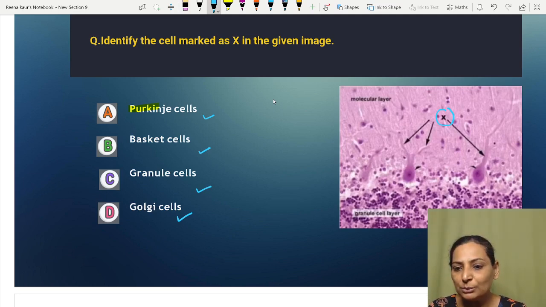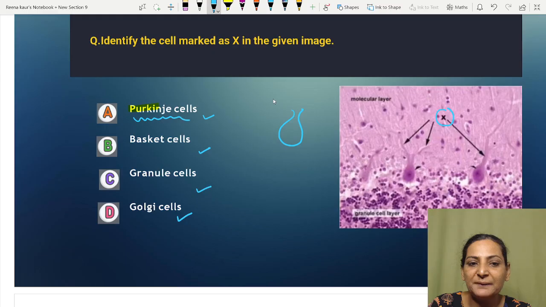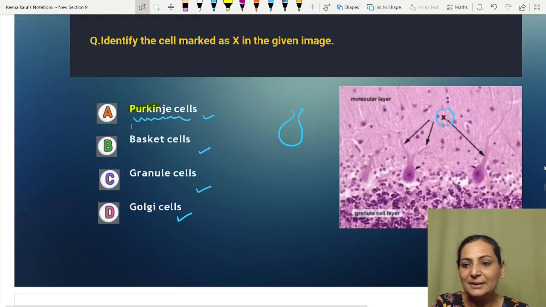If you look at this histological picture which is being given to you, you can see that this is one of the largest cells, also an example of a multipolar neuron. So this was the cerebellar circuit or the molecular layer of the cerebellum, and the correct answer is the Purkinje cell.